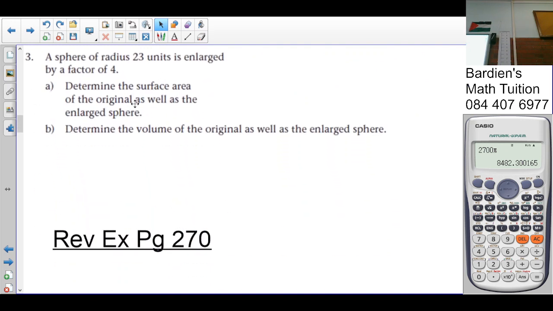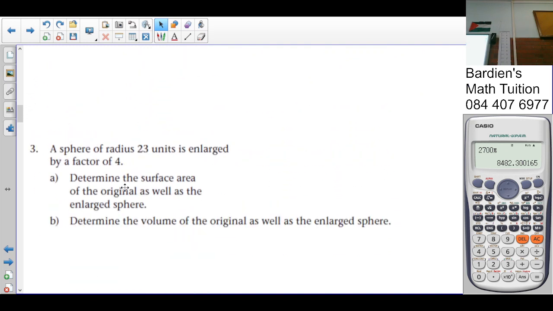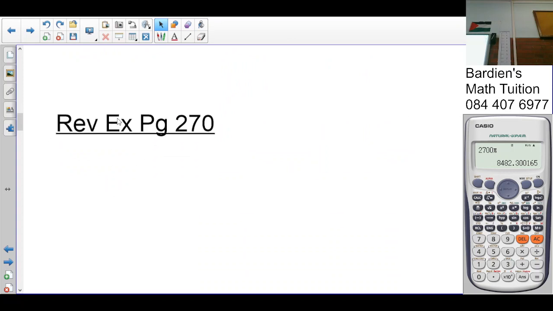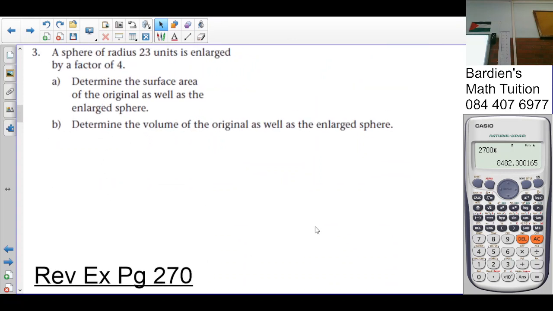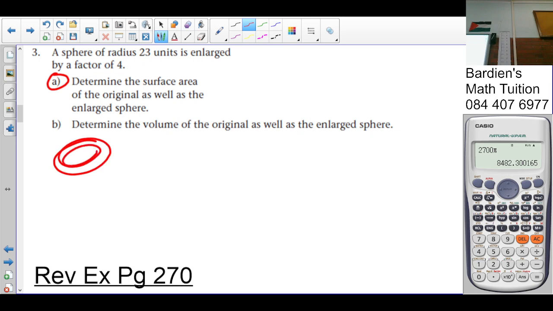Then number 4 is sphere. Number 3 on page 270. A sphere of a radius of 23 is enlarged by a factor of 4. Determine the surface area of the original as well as the surface area of the enlarged sphere. So if we're looking at the original sphere, there's only one surface area.